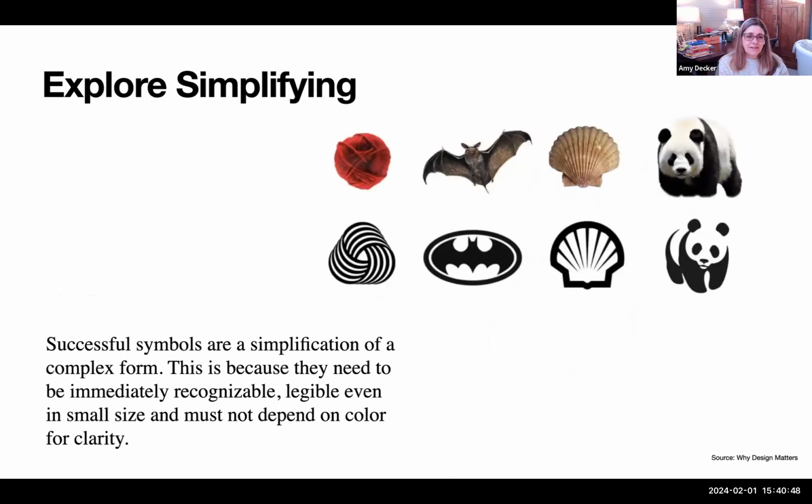So we're going to explore simplifying. Here's an example of successful symbols, logos that you all recognize. They are immediately recognizable, but when we compare them to their actual real life counterparts, they are, as you can see, quite simplified. The idea of how much can be taken away. They need to work in a small size. They must not depend on color, and they need to be very clear. So here's some good examples of that.